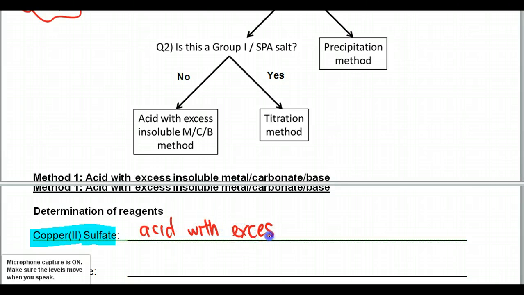Looking quite ugly there, my handwriting. Acid with excess insoluble MCB. Okay, let's try the next example.